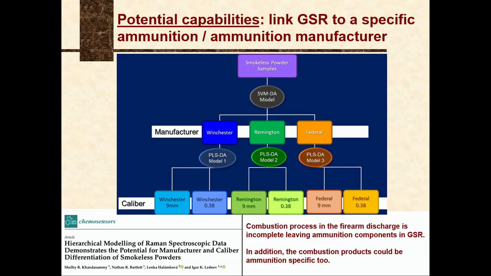Why would we be interested in gunpowder? Well, the combustion process during the firing of the gun is incomplete, and it is well known that components of smokeless gunpowder are actually present in organic gunshot residue. So several laboratories around the world are looking for the possibility to link gunshot residue to specific ammunition. And I think this is our goal too. And the first step is, of course, to show that, yes, at the level of gunpowder, we can differentiate ammunitions.